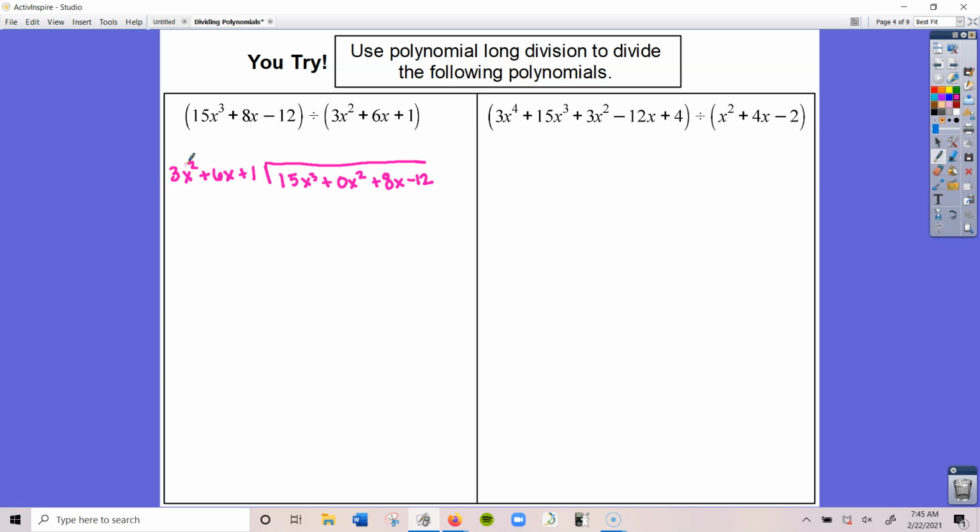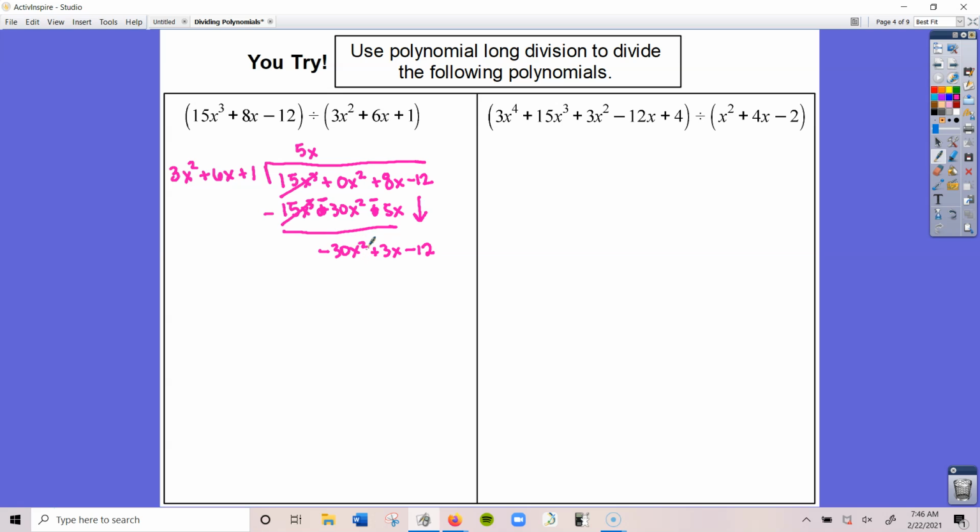Now, what do I need to multiply 3x squared by to get 15x to the third? That would be 5x. Distribute the 5x, and we get 15x to the third plus 30x squared plus 5x. Switch all the signs and combine. These terms here cancel. 0x squared minus 30x squared is negative 30x squared. 8x minus 5x is plus 3x, and then we bring down the last term, which is negative 12.